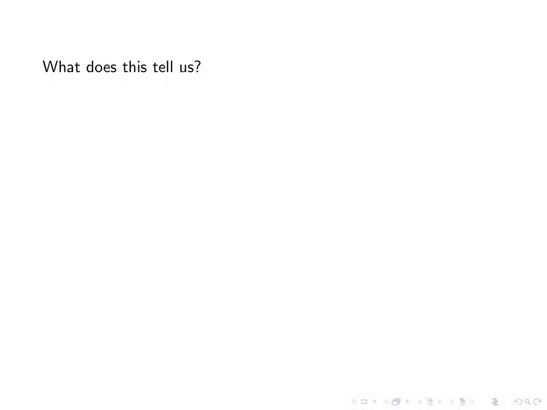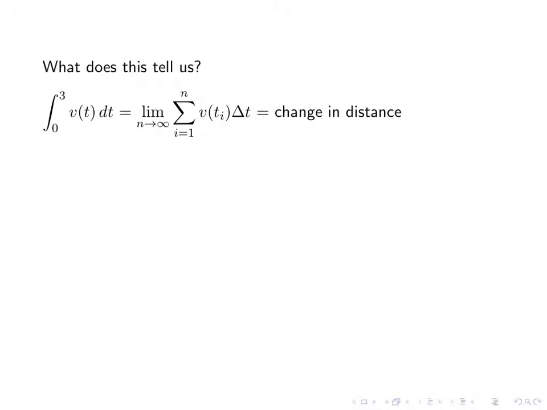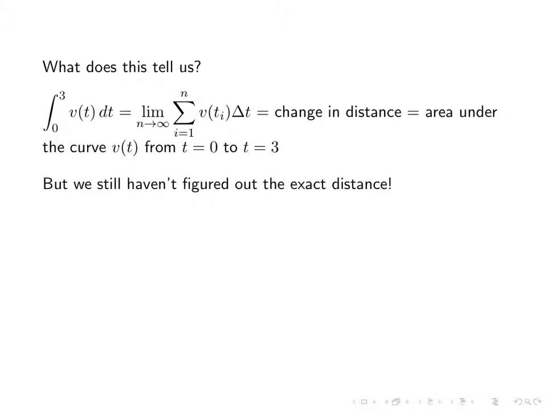So what does this tell us? Well, it tells us that the integral from 0 to 3 of v of t dt, which again is the limit as n goes to infinity of our sums of v of t_i times delta t, equals the change in distance, which again was our whole goal, trying to find out how far the car went, which is also equal to the area under the curve of v of t from t equals 0 to t equals 3. But notice, we haven't actually figured out the exact distance yet. We still just have an approximation and a notation for the exact distance, but we haven't found a numerical value for the exact distance.